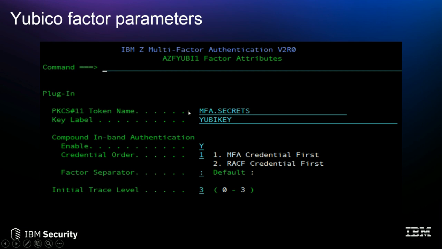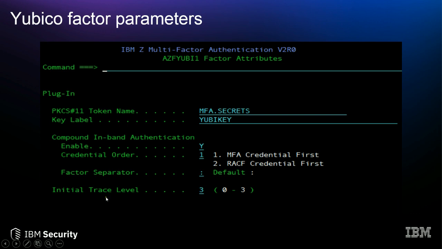You can see the Yubico factor parameters suggested for a possible implementation. In this case, you have the name of the existing PKCS token records, the key label for the ICSF key to be used to protect Yubikey information. Then the compound authentication method is enabled in order to use the Yubico passcode plus RACF password. And you have to decide the credential order and the separator. For example, in this case, you can see the Yubico passcode first, followed by the RACF password.